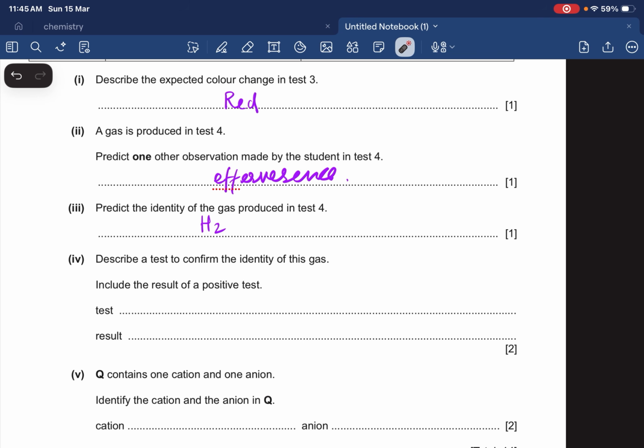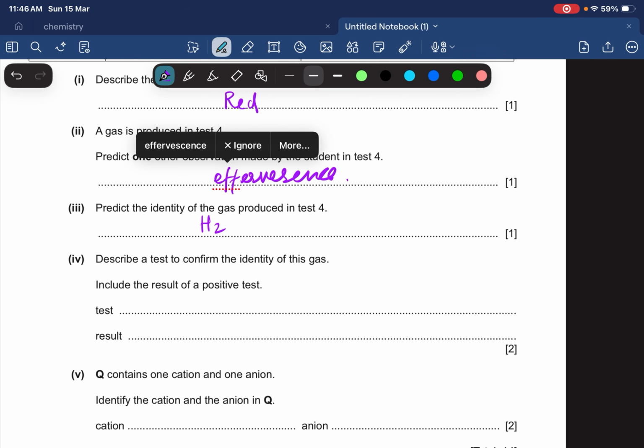Describe a test to confirm the identity of the gas. Include a result of the positive test. So you know that the test for your hydrogen gas is that you use a lighted splint. And then you know it extinguishes with a pop sound.